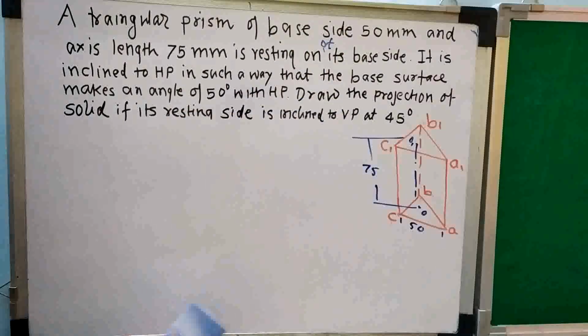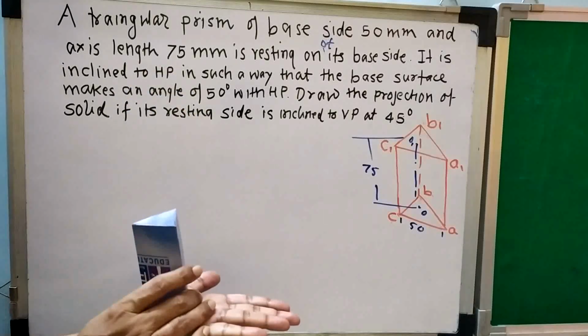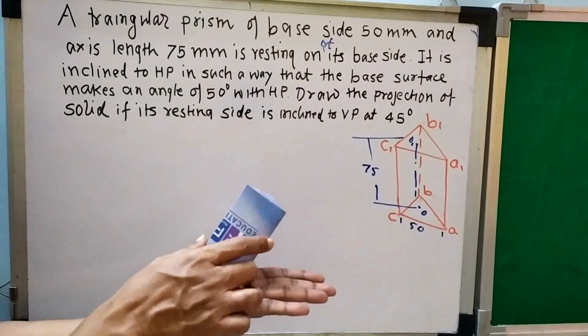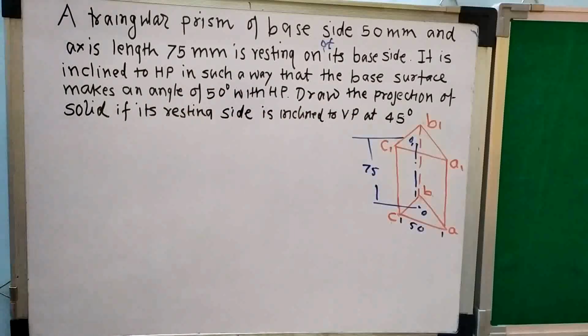So this problem I will solve in three stages. First stage, keep it on the HP. Second stage, make the surface inclination with the HP. Third stage, make the side inclination with the VP. Within these three stages you can solve this problem.